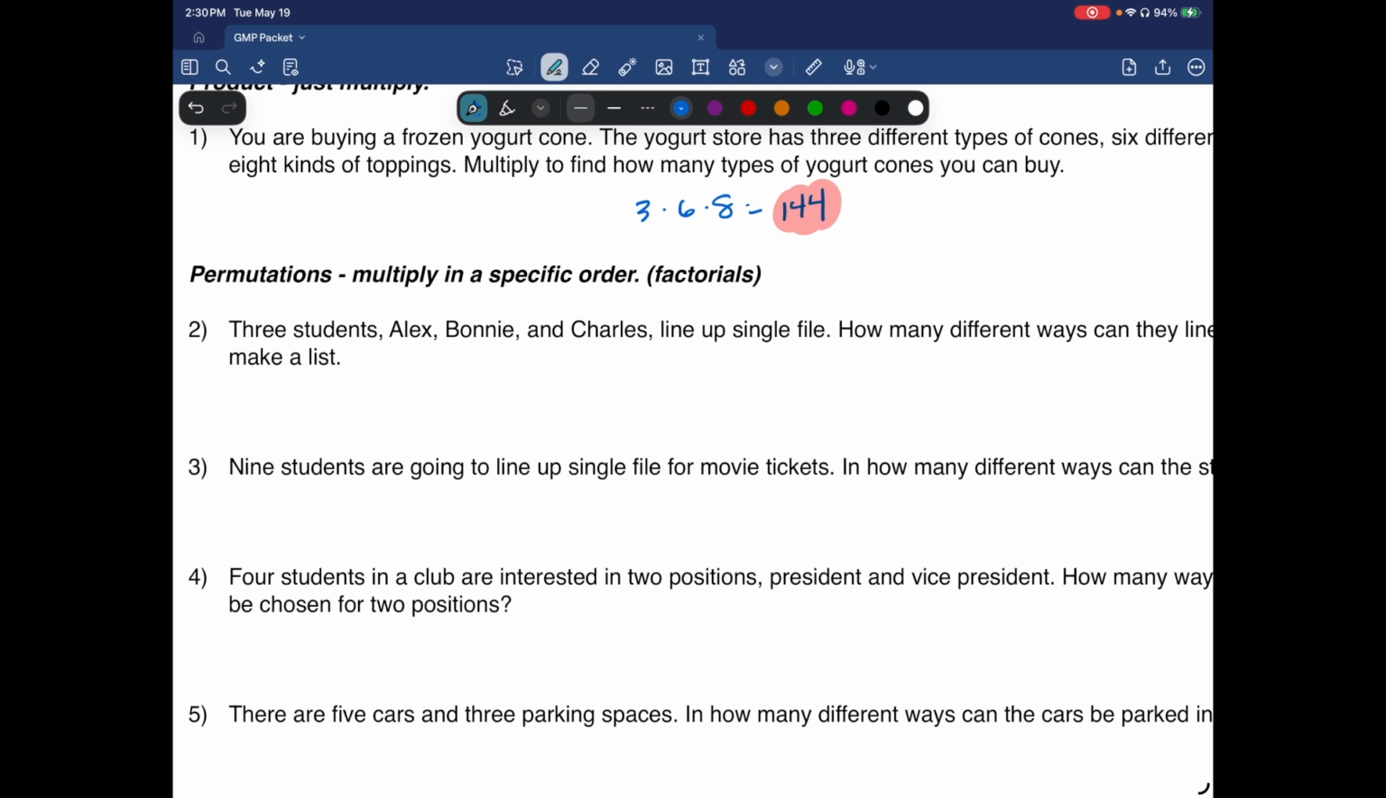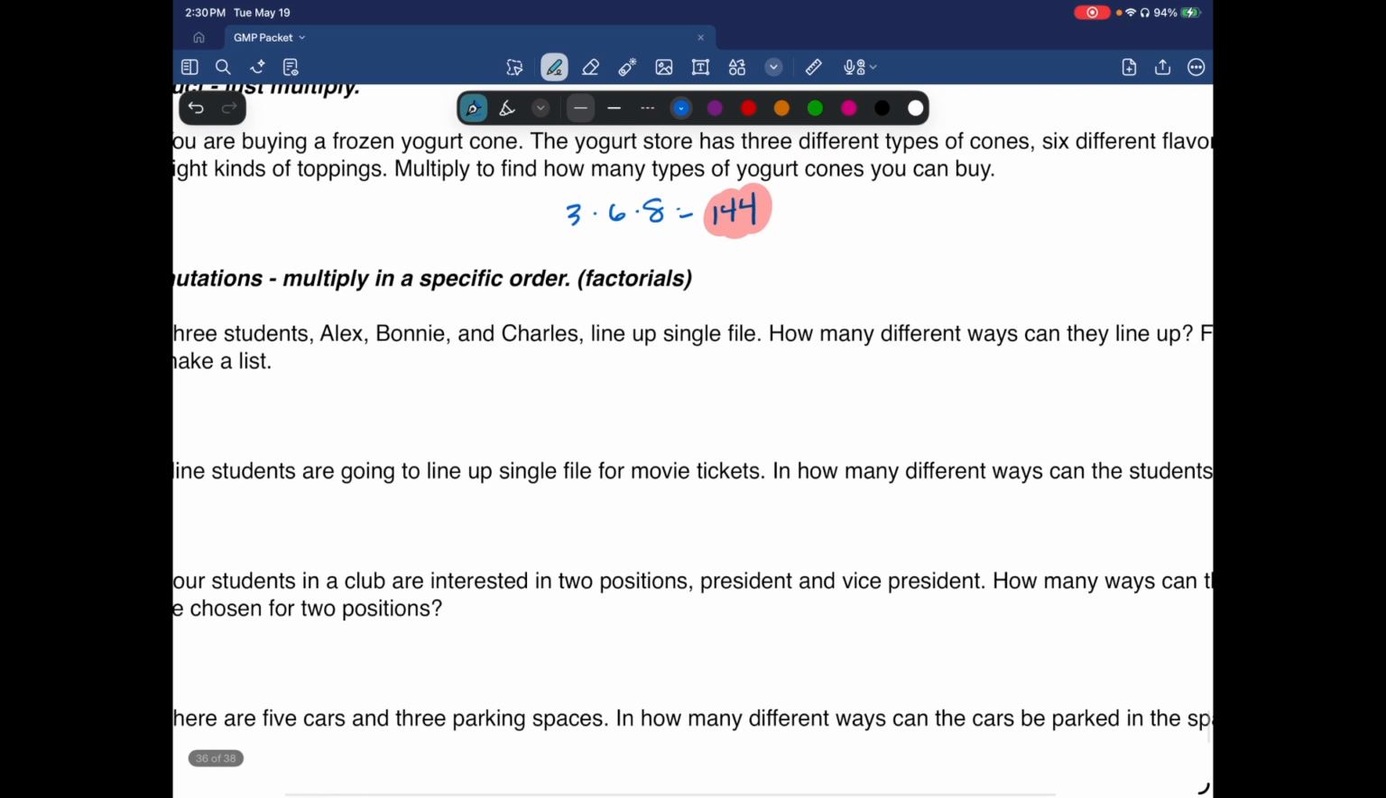So there are 3 students, Alex, Bonnie, and Charles, lined up in a single file line. How many different ways can you line them up? Well, nobody's there. So there's 3 choices for the first spot, 2 choices for the second spot, and 1 choice for the last. When I multiply these 3 numbers together, that is 3 factorial, which is 6. So if I have a string of numbers, like 5 factorial, that is 5 times 4 times 3 times 2 times 1. You multiply them all together, you get an answer. That's your factorial. So there are 6 ways to do that.